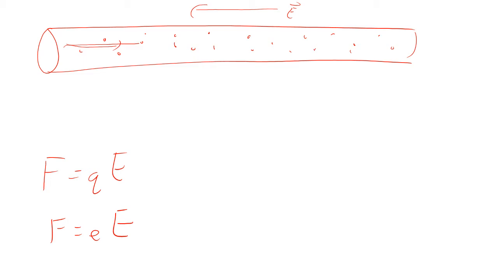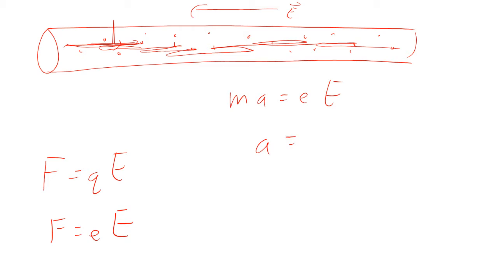And so they accelerate, and as they're accelerating, they don't go forever, they bounce off of something, because they're eventually going to run into something. And then they bounce off, come over here, bounce off, come over, bounce off, and so they keep moving back and forth, accelerating for a while. And so we know F equals ma, so ma equals eE. So the acceleration is going to be eE over m.